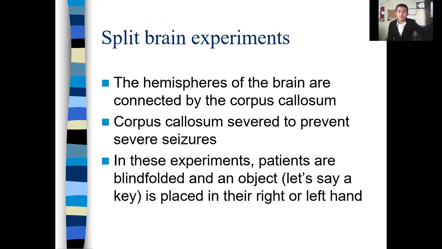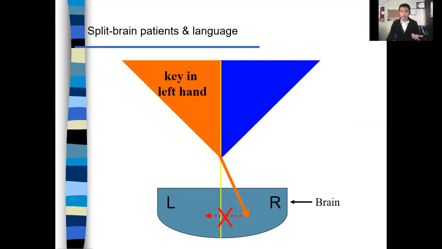Then we have what we call split brain experiments. The hemispheres of the brain are connected by the corpus callosum. Again, the corpus callosum is the bundle of fibers that connects the left and right hemispheres of the brain, and it is severed to prevent severe seizures. In the experiments, patients are blindfolded. For instance, they're holding an object in both the right and the left hand, for example, a key.